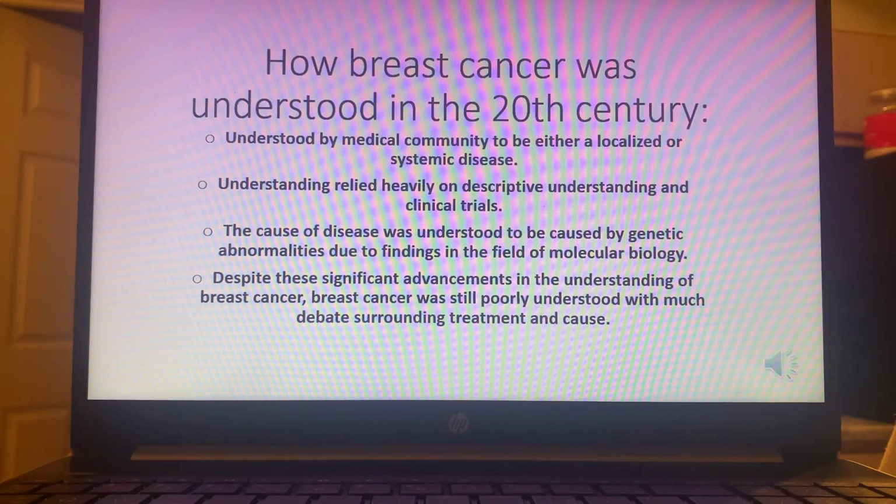Despite these significant advancements in the understanding of breast cancer in comparison to its historical understanding, breast cancer was still poorly understood with much debate surrounding its treatment and cause.